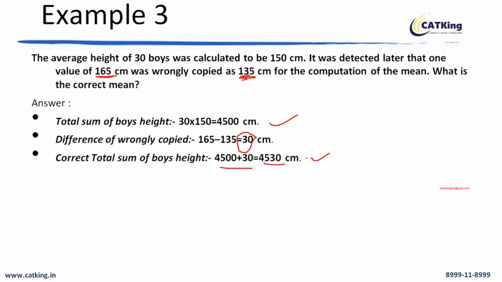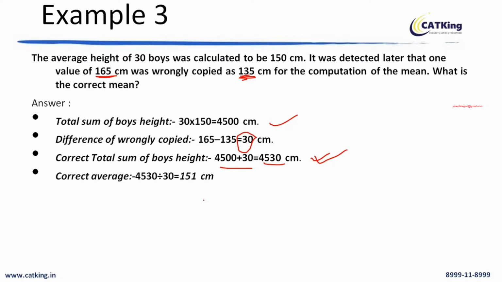Okay, now a lot of you would be wondering why this plus 30 here. Okay, so I'll tell you. उन्होंने क्या लिखा है, it was later detected that one of the values 165 was wrongly copied as 135. तो जो वैल्यू 165 था उन्होंने 135 लिख दिया, तो उन्होंने 30 कम कर दिया है पुराने एवरेज में. 30 कम कर दिया तो अभी वो एक्चुअल ओरिजिनल लाना पड़ेगा करेक्ट वाला, तो 30 ऐड करना पड़ेगा. तो दैट इज 4500 प्लस 30.